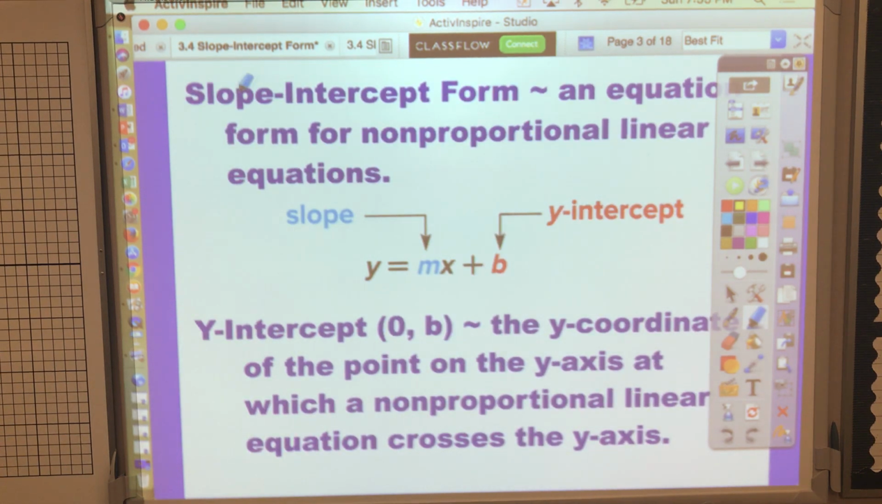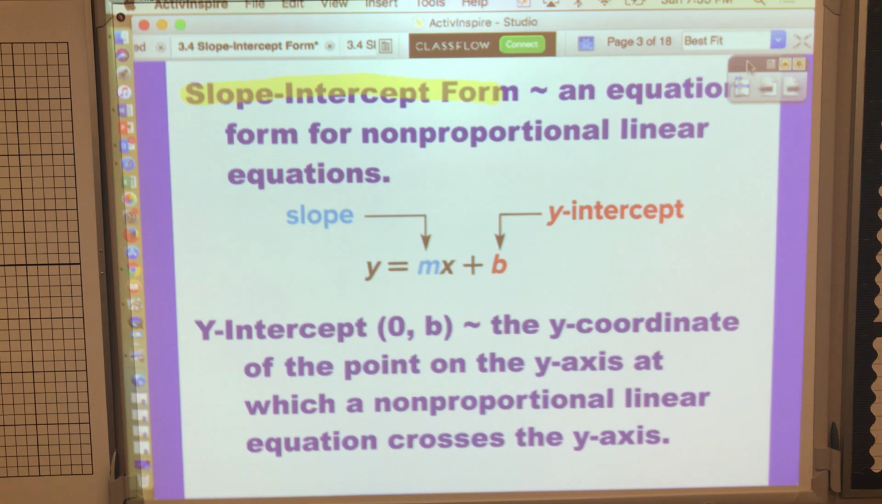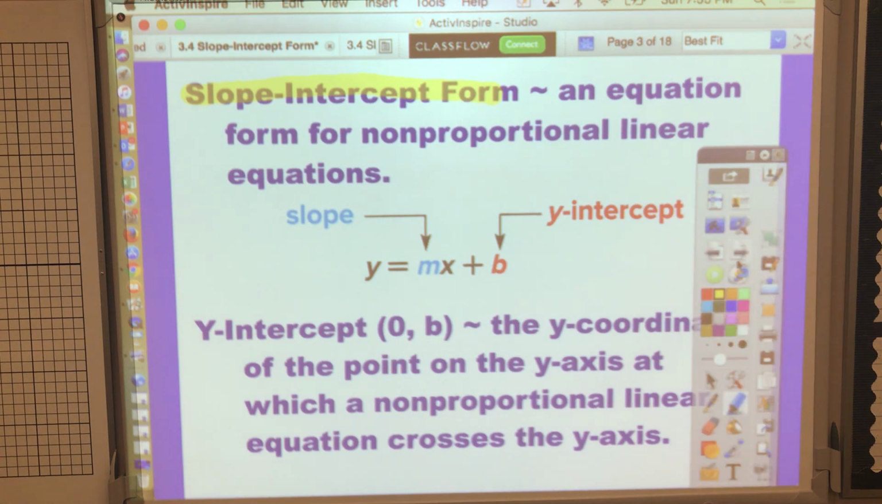So slope-intercept form is an equation form for a non-proportional linear equation. And what that means is, when it says non-proportional, these graphs do not go through the origin. That's the difference between slope-intercept form and direct variation. Do not go through the origin.